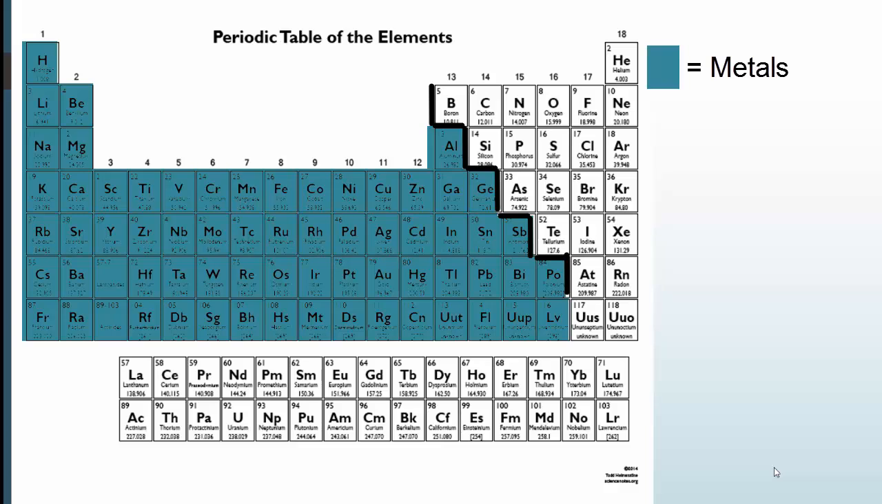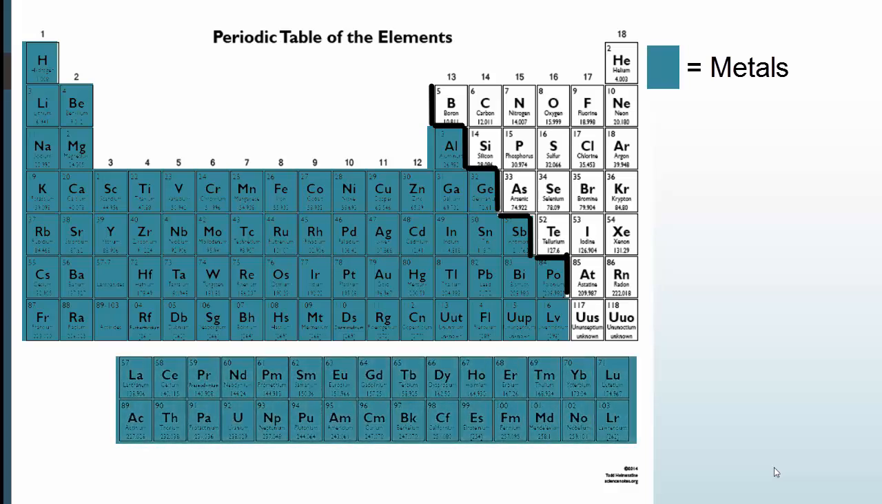They are solid at room temperature, except for mercury. They conduct electricity. They conduct heat. They are ductile, able to be drawn into wires. They are malleable, easily bent, easily pounded into thin layers. There's actually a listing in your handout of the various properties. Everything to the left are the metals.